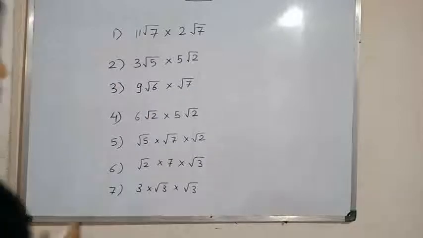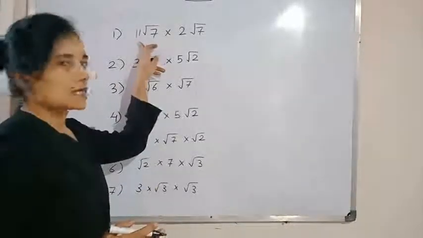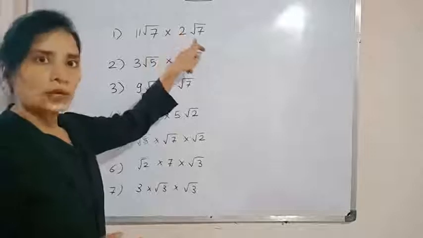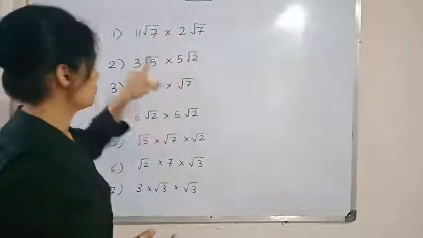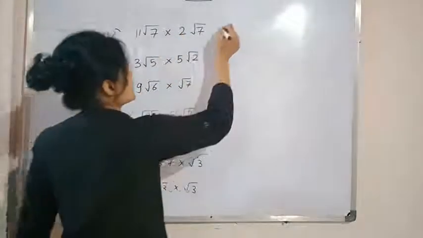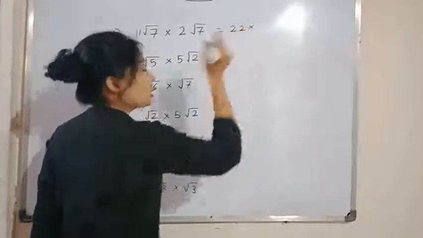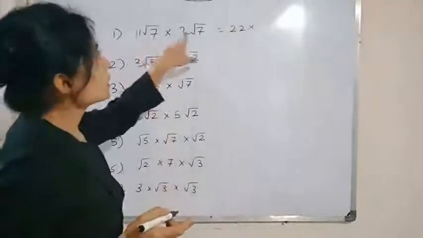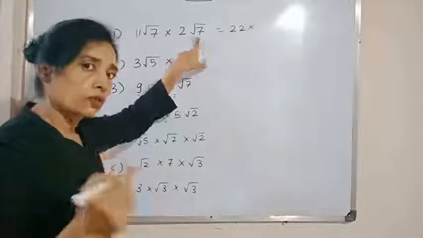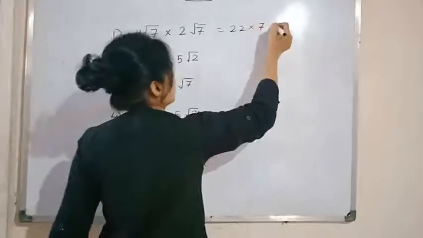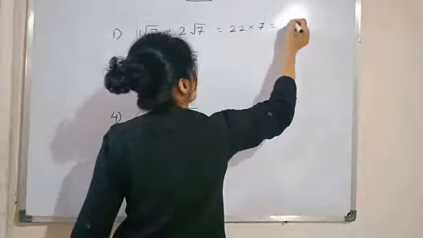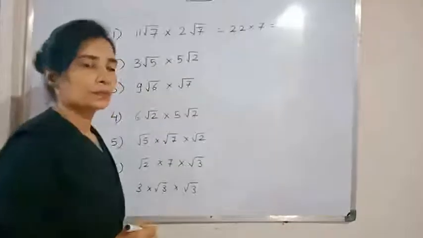Let us take a few more examples. Just see. 11 root 7 and 2 root 7. Multiply the whole numbers. 11 2s are 22. Now come to the root. Root 7 into root 7, same number, so the root will be removed. So 22 into 7, that is 154.